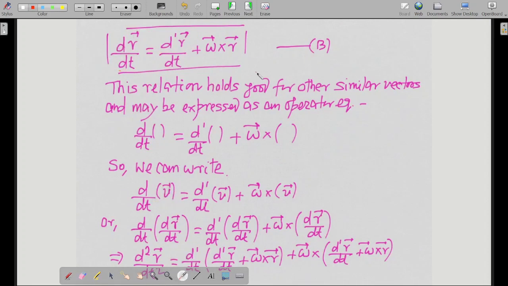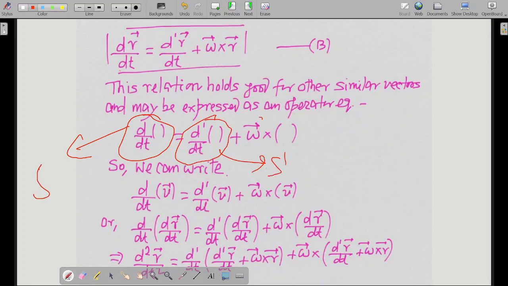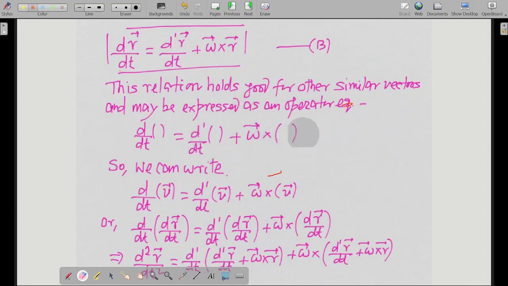So this is your equation B. This relation holds good for other similar vectors, which may be expressed as an operator equation also. When I convert it into the operator equation, it looks something like this: differentiation with respect to time in S frame, this is differentiation with respect to time in S prime frame, and this is omega vector cross blank, meaning you can put any vector over here, so that it will hold good for any vector, not just r.